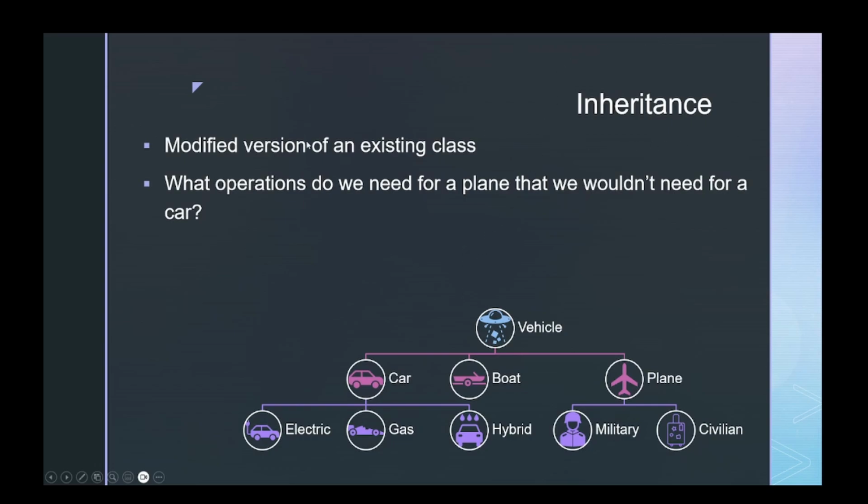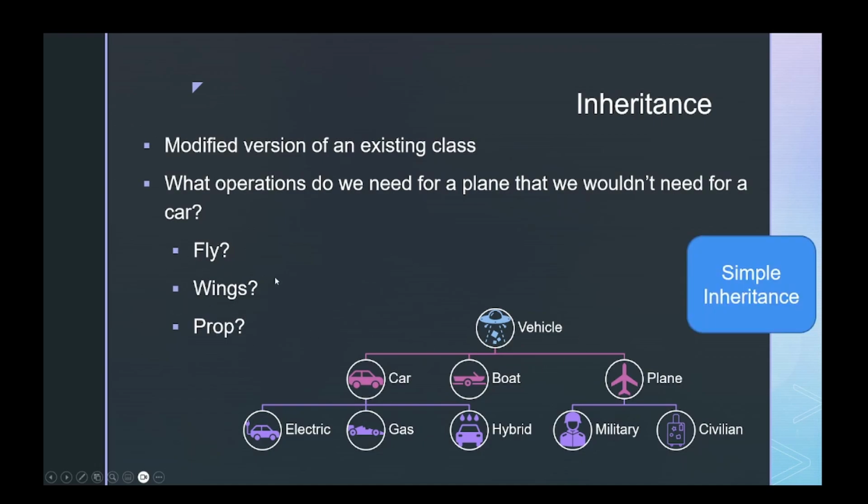Now, inheritance, you can modify the version of the existing class. So what operations do we need for a plane that we wouldn't necessarily need for a car? Fly, wings, like how does it fly? How many wings does it have? How long are the wings? Does it have a propeller? These are things that we could add to plane that would separate a plane from a car, but we don't want it in vehicle because not every vehicle has these type of operations. This is called a simple inheritance because your plane and your vehicle have a parent-child relationship.